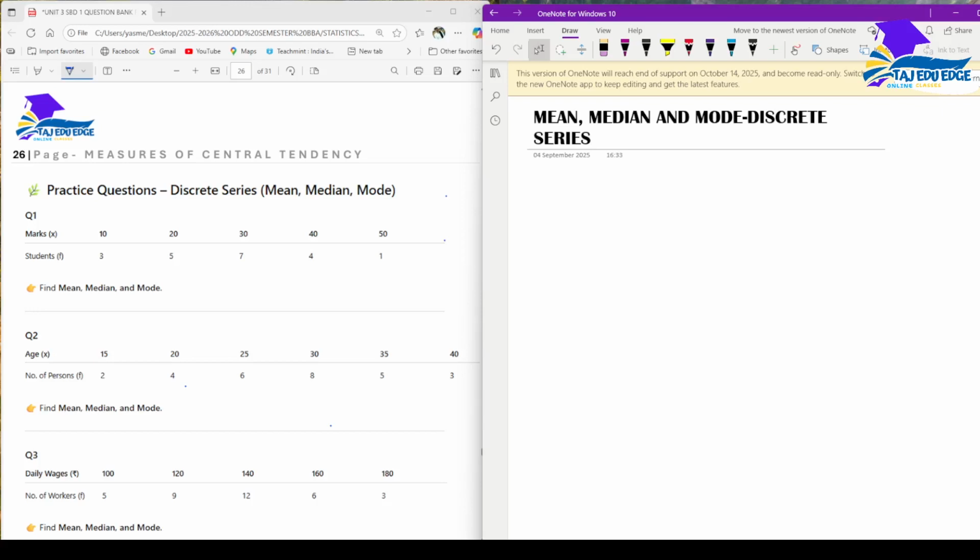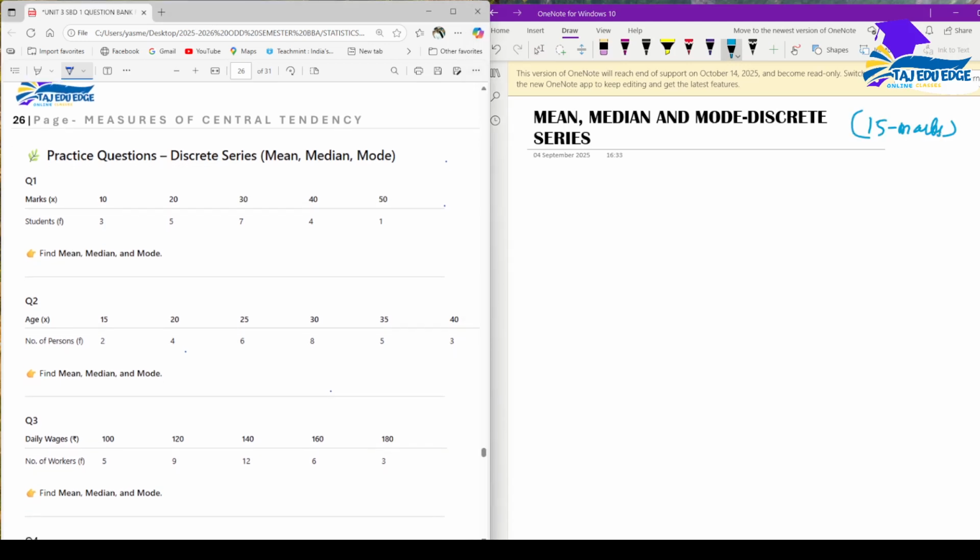In this video I'll be solving the problems on mean, median and mode for discrete series. If you have already watched my previous videos, I have individually solved mean, median and mode for the discrete series, to help you understand the concept and how to solve it. Now I am solving the combined problem. This is important here. This is a 15 marks question and we need to solve it properly step by step.